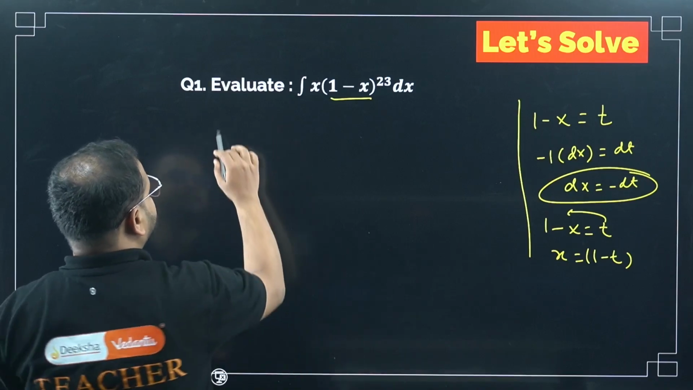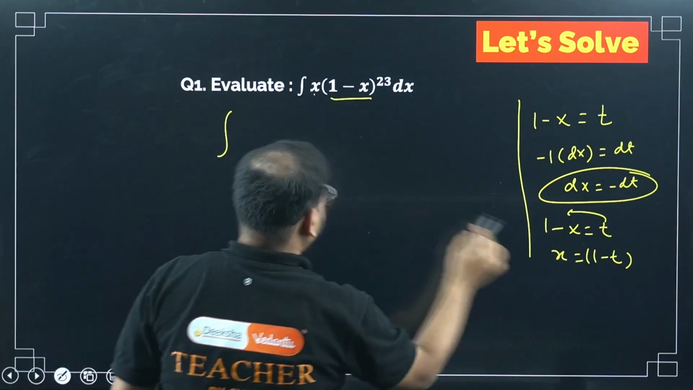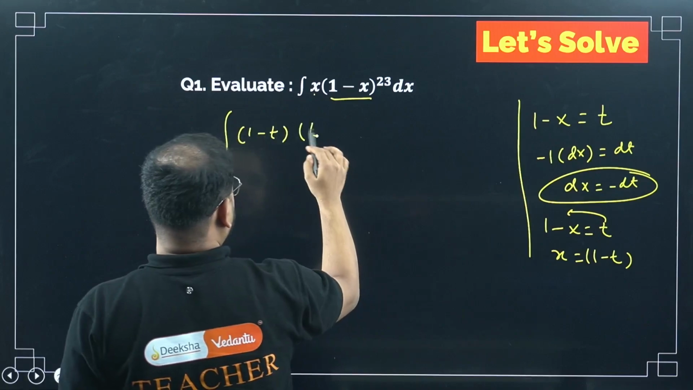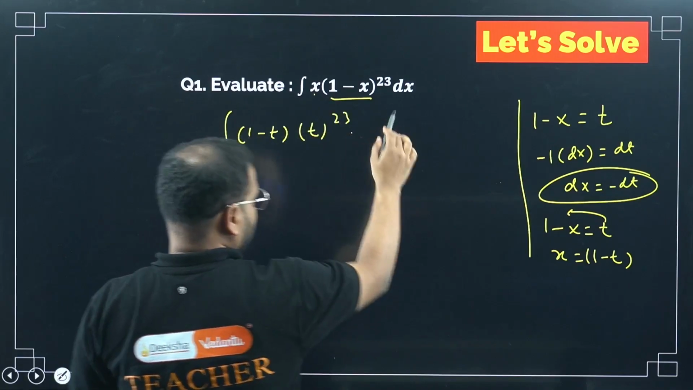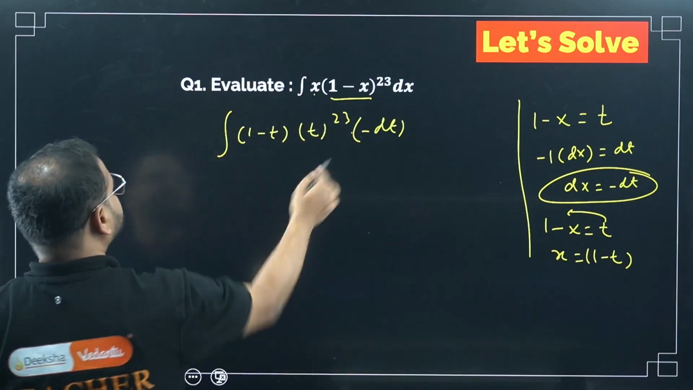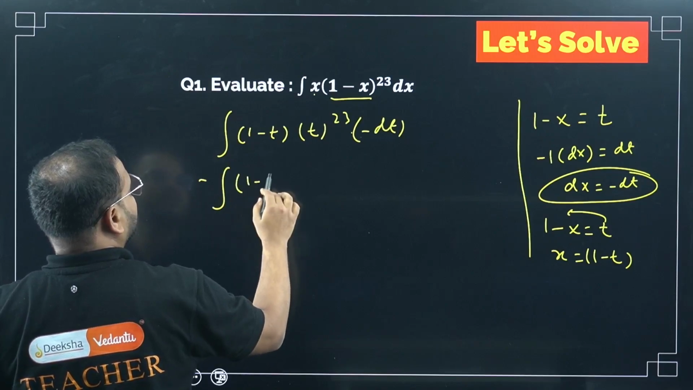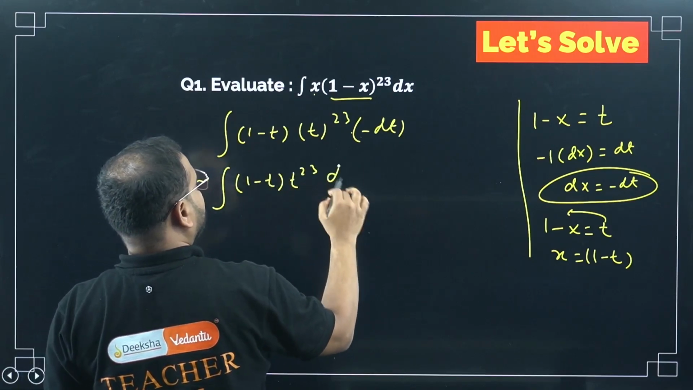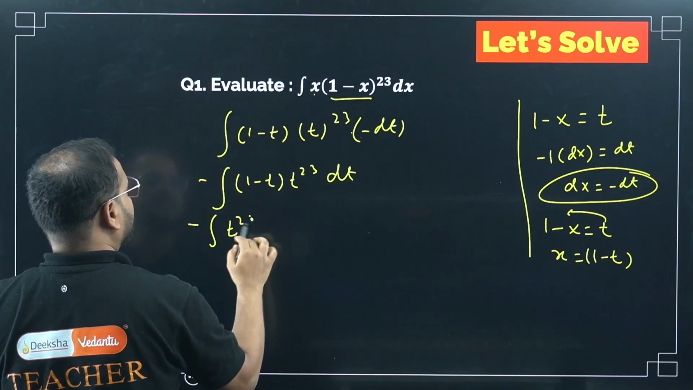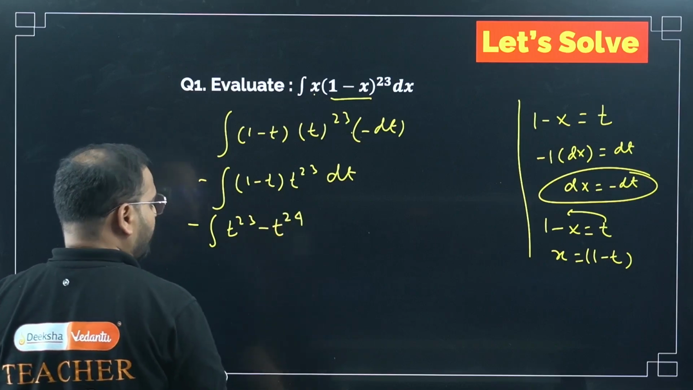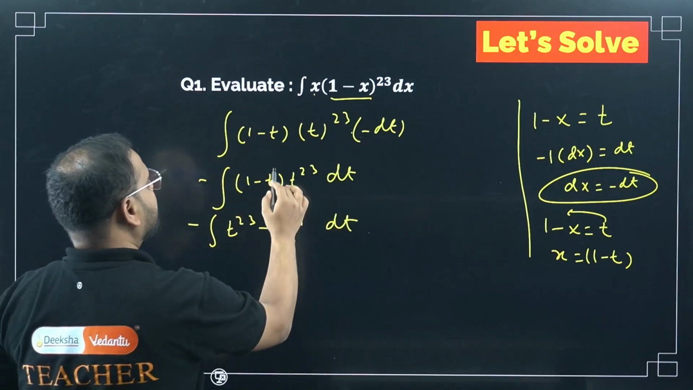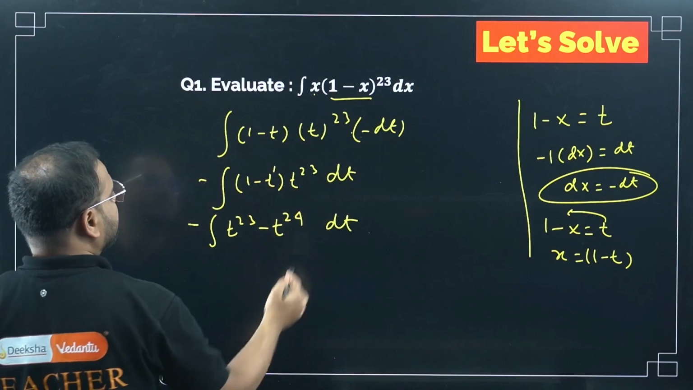I need that here. Please check. For this x, 1 minus t. For this part, 1 minus x, t to the power 23. And what is dx? Substitution is over. Take the minus sign in front. Minus integration of (1 minus t) times t to the power 23 dt. Use the expansion here, what are you going to get? Integration of t power 23 minus t power 24 dt, correct? t power 1 is there, so 1 plus 23 we have to do in the multiplication, whole thing with dt.